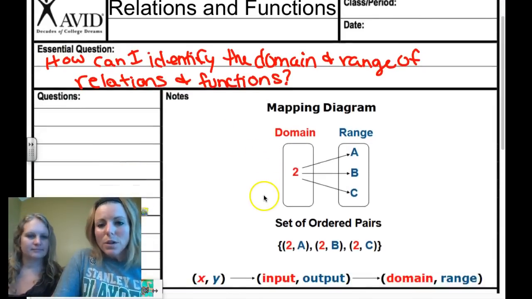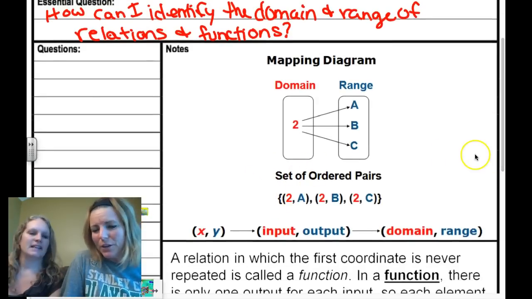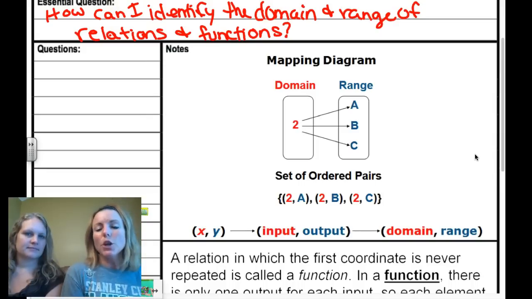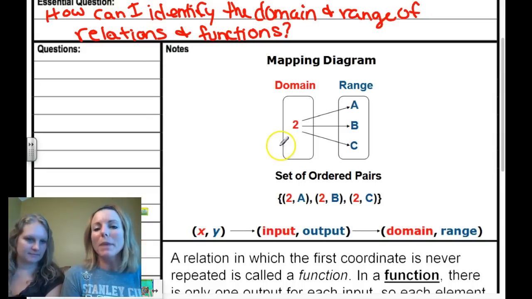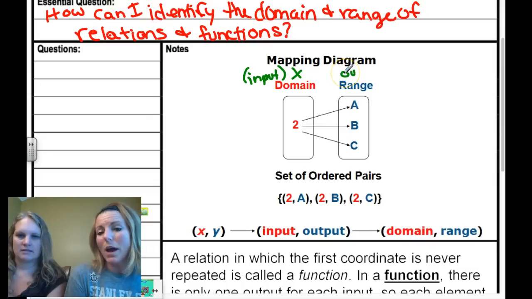All right, so if we look at the mapping, we're going to talk about it briefly here, and we'll go into more detail. Basically what a mapping means is we talk about domain and range. Domain is your input, range is your output. Domain goes with X. Range is output and goes with Y.